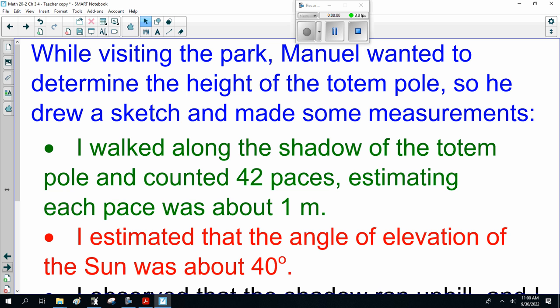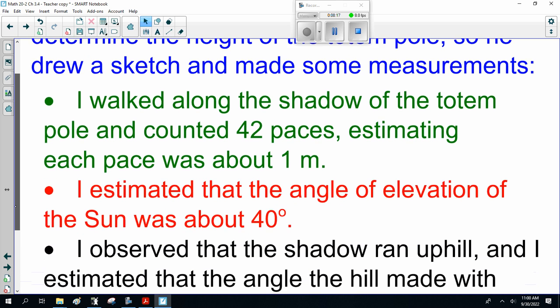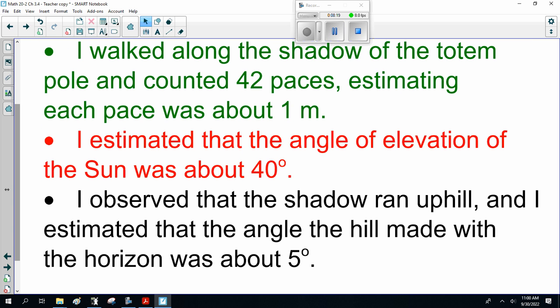Now moving on. While visiting the park, Manuel wanted to determine the height of the totem pole, so he drew a sketch and made some measurements. I walked along the shadow of the totem pole and I counted 42 paces, estimating each pace was about 1 meter. I estimated that the angle of elevation of the sun was about 40 degrees, and I observed that the shadow ran uphill, and I estimated the angle that the hill made with the horizon was about 5 degrees.